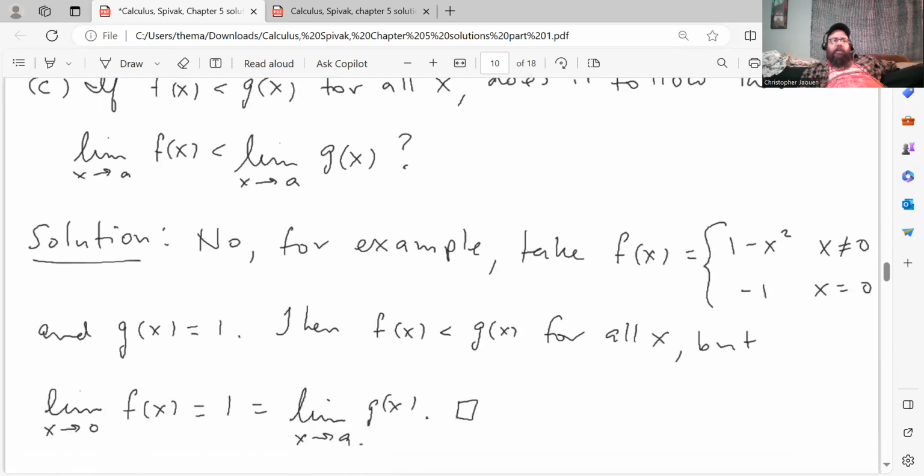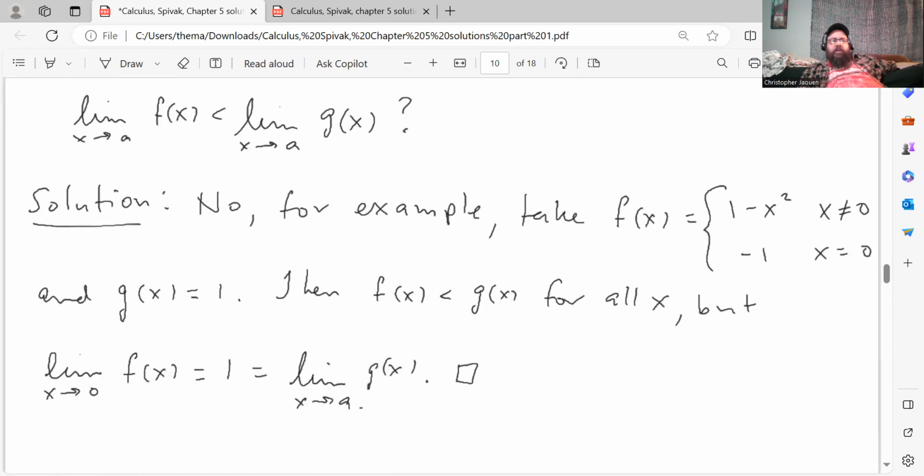And here's an example that demonstrates that it's not necessarily true. If you take f of x to be the piecewise function 1 minus x squared, where x is not 0, and minus 1 if x equals 0. If you drew this, it looks like the parabola. Let's see, actually it should be up here. It looks like this parabola, except at 0, it's defined to be minus 1 rather than equal to 1 here.